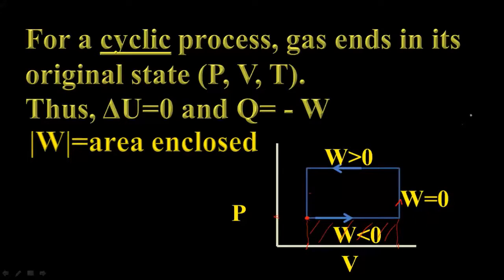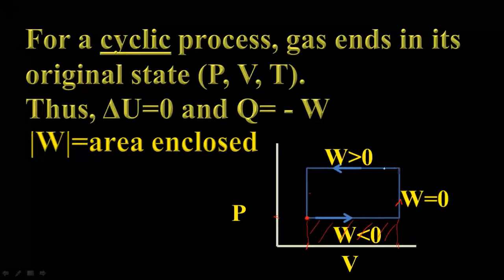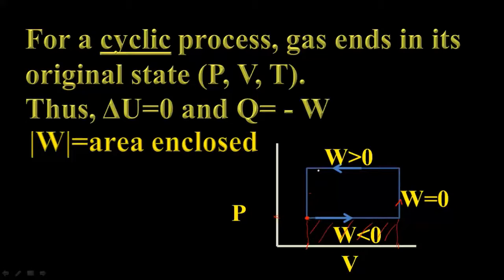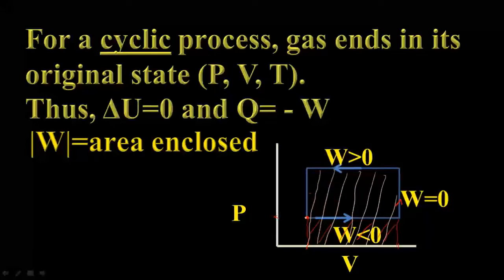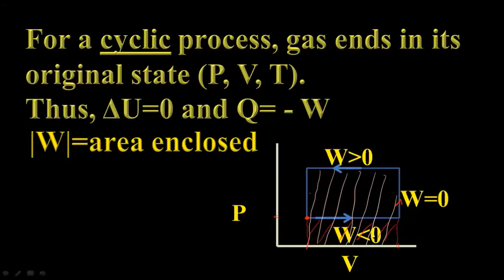Okay? Now let me change colors. As we're coming across this top branch, the work done is all of this area here. But this area is positive, whereas this area down here was negative. And so we'd have to subtract the big area, the big rectangle, minus the little rectangle. What does that leave behind? The area that's enclosed by the PV graph.